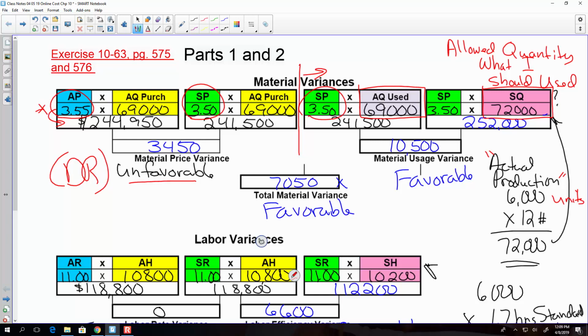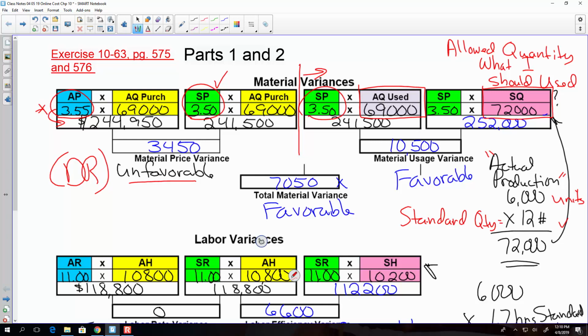Now where did I get the 12 pounds? Well, if you look at the standard for materials, it says I should have used 12 pounds at $3.50 to come up with a standard cost per unit of $42. I'm simply multiplying the 350 times the 12. So not only did we establish before the year started a standard price, we also established a standard quantity. And that's what's nice with this template. I'm measuring both the price variance and the quantity variance.